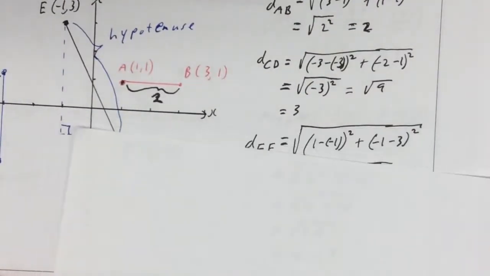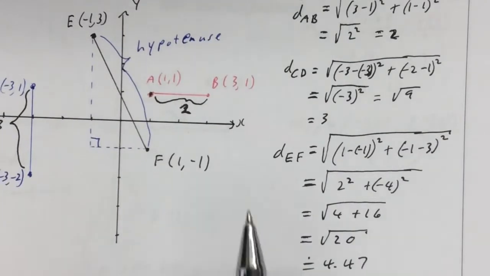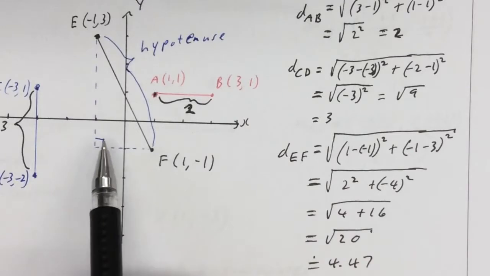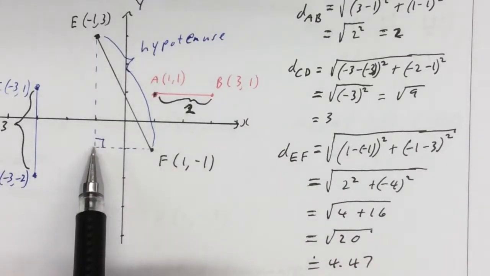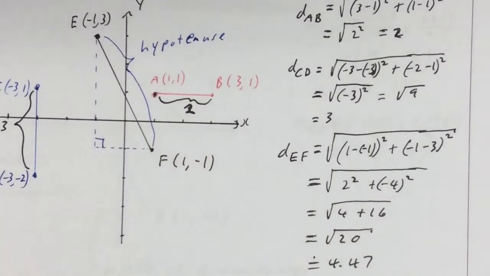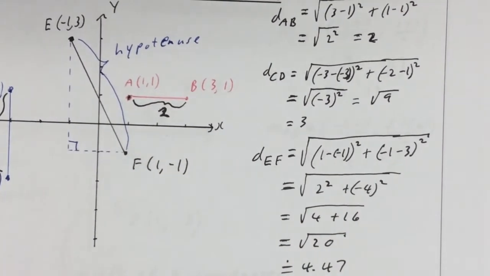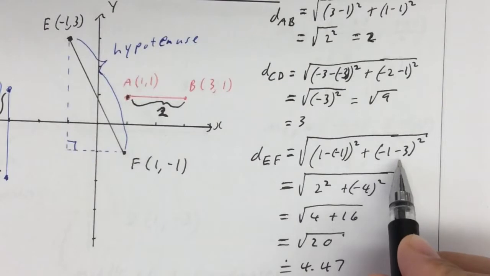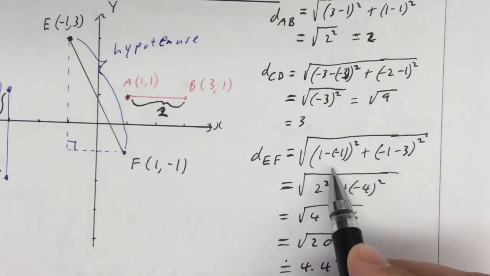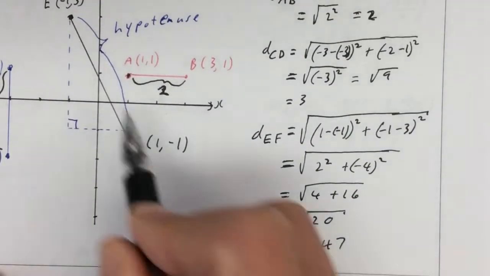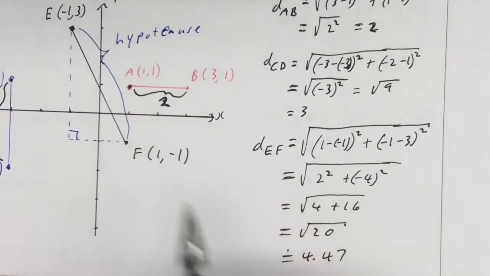Now the more complicated one, E and F. Here you're going to look for the length of this side and the length of this side, square them, square root, and you'll get the length of the hypotenuse. So as I've done right here, the difference in the x's, the difference in the y's, that gives you the lengths of the two sides, square them, square root, and you get the length of the hypotenuse, which is the distance between those 2 points.